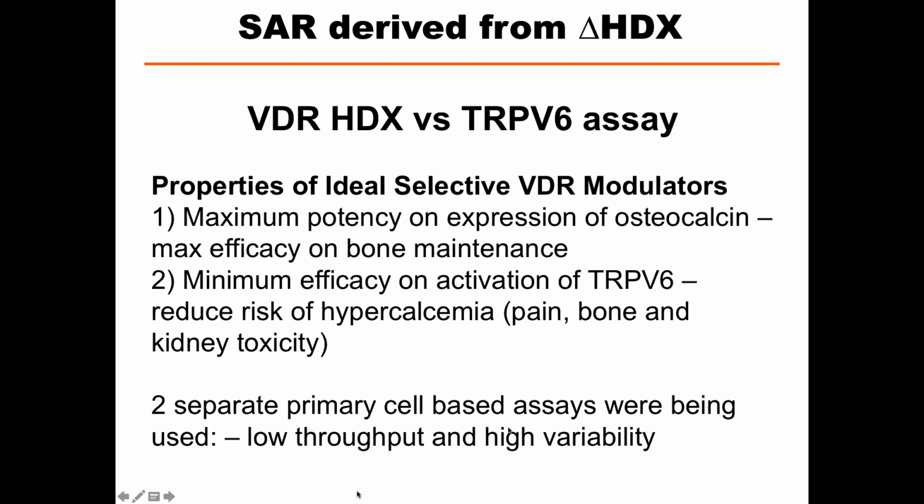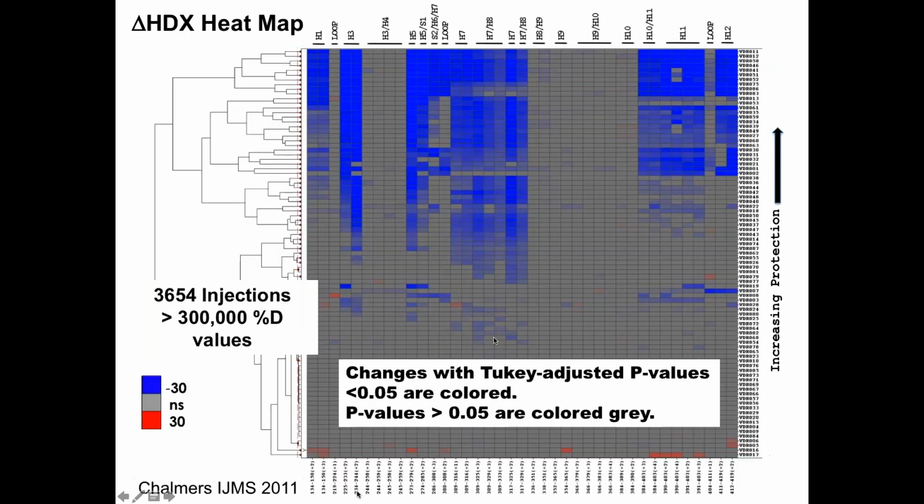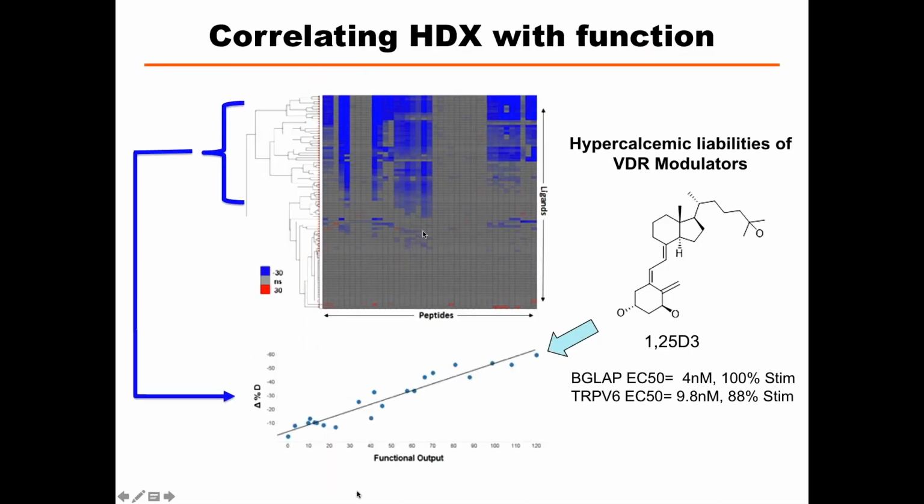So there were primary assays being used to find compounds that separate activation of these two targets. I'm going to skip that. We scanned a whole bunch of ligands, doing this Tukey analysis here. The one nice thing about showing this graph is that these were 3,600 injections or 300,000 %D values, and it's just basically the P-adjusted Tukey values to show which ligands were more similar to others. So we didn't know what to do with that at first, but then we thought, why don't we do linear regression and compare this to a functional output assay?